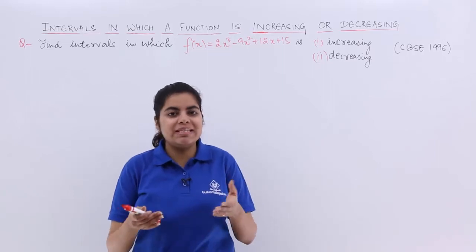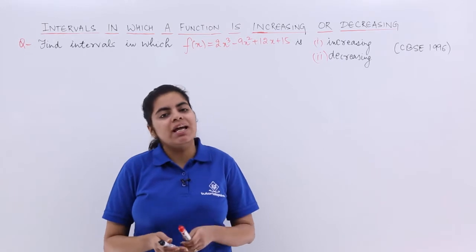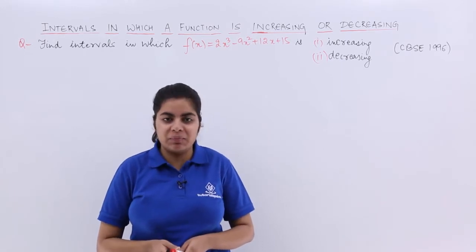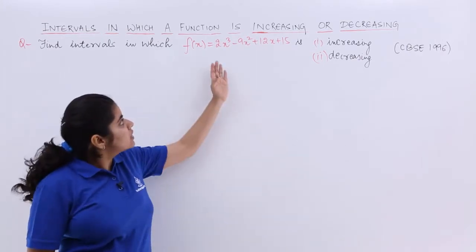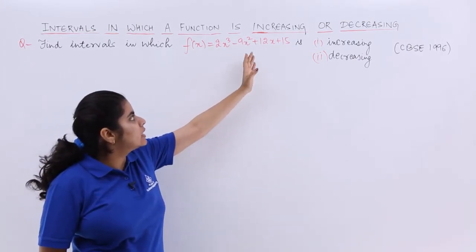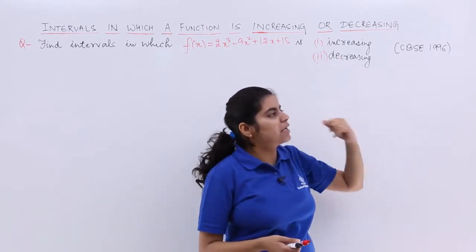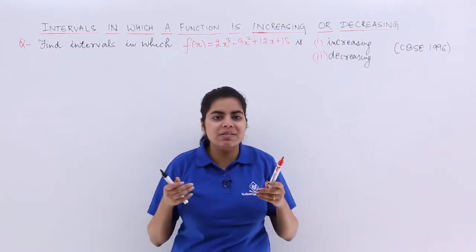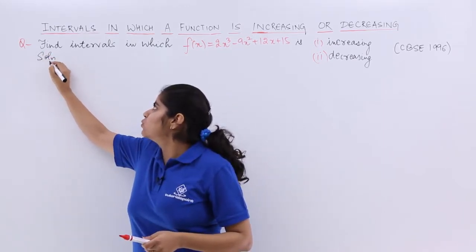In this video, let's see another numerical problem focusing on the concept of intervals in which a function is increasing or decreasing. Now the question says, find the intervals in which f(x) = 2x³ - 9x² + 12x + 15 is first part increasing, second part decreasing. CBSE previous year problem again. Let's start with the solution, writing solution.